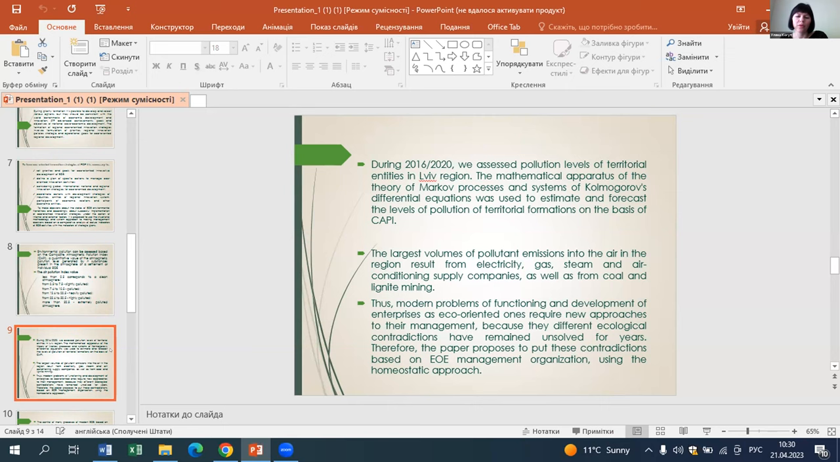And thus, modern problems of functioning and development of enterprises as eco-oriented ones require new approaches to their management, because different ecological contradictions have remained unsolved for years. Therefore, the paper proposes an approach based on eco-oriented enterprise management organization using the homeostatic approach.